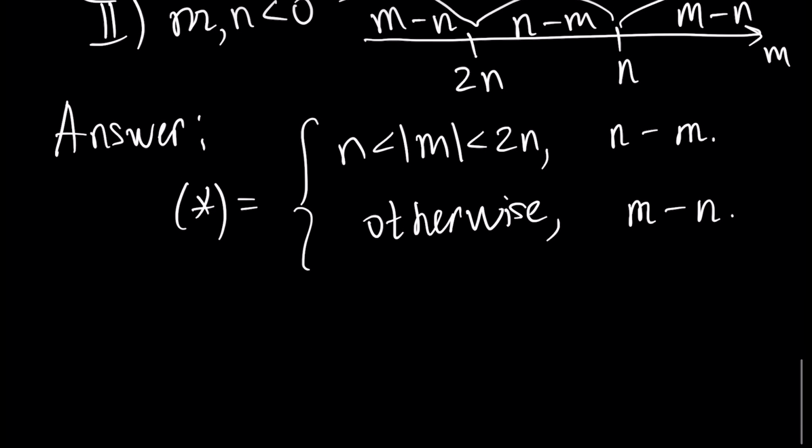And of course, as we noted earlier, we have to say that n must be not equal to 0, and m also must be not equal to 0, and m must be not equal to 2n.